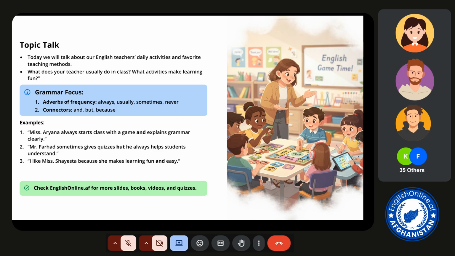The next one we have is connectors. Connectors means sentences or words that connect or join words, ideas or sentences.